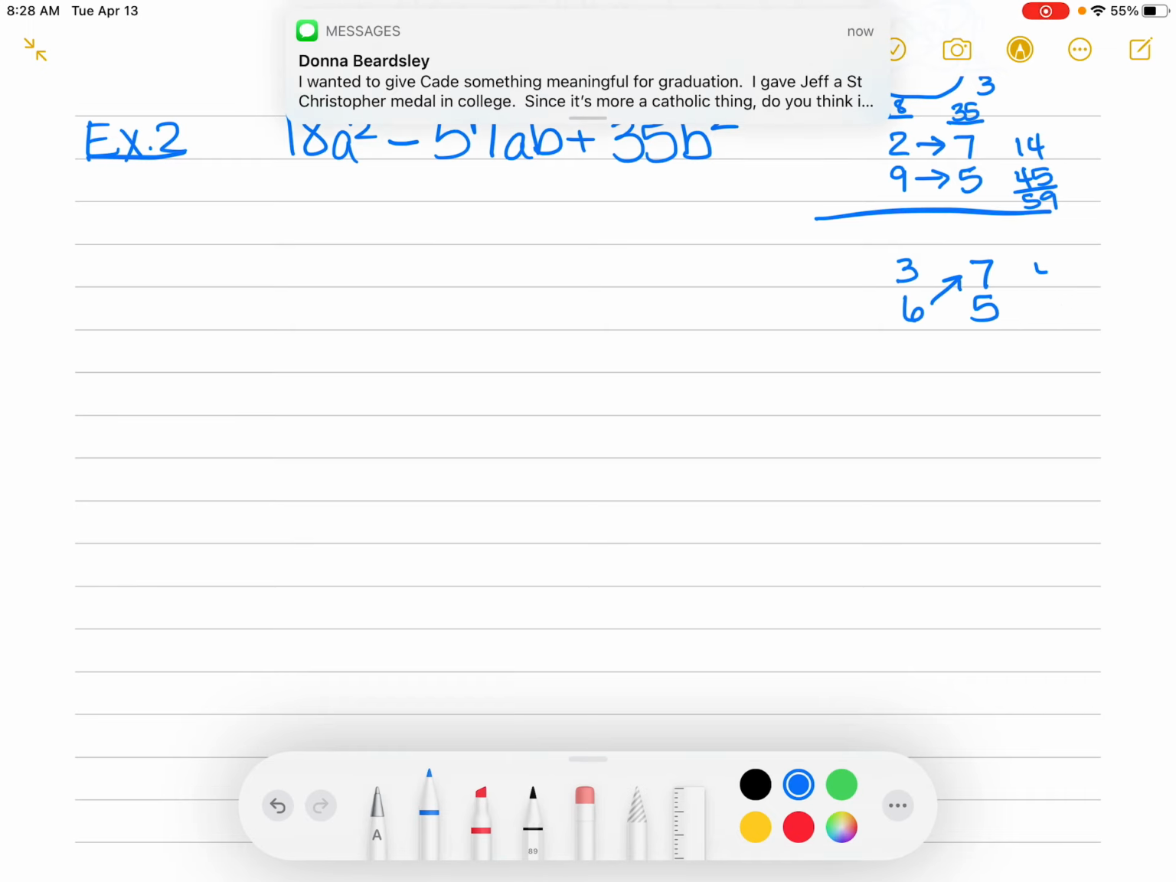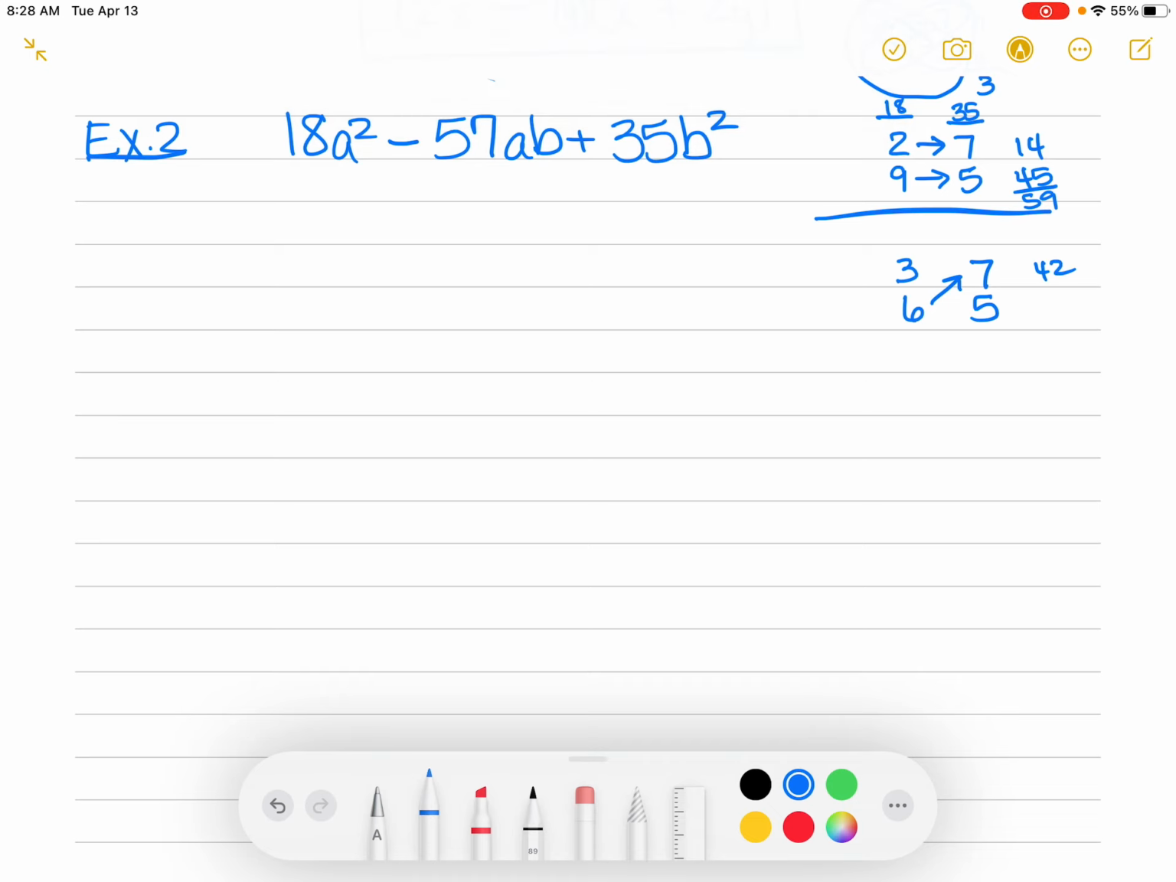6 times 7 is 42. And 3 times 5 is 15. And when I add those up, 57. Yes, so I got it. This is my numbers. So let me show you how to figure out, once I've done all that crisscrossing, how to figure out where they go in the parentheses. Well, I know the first one's going to be 3 and 6. So I'm just going to put 3a and 6a.